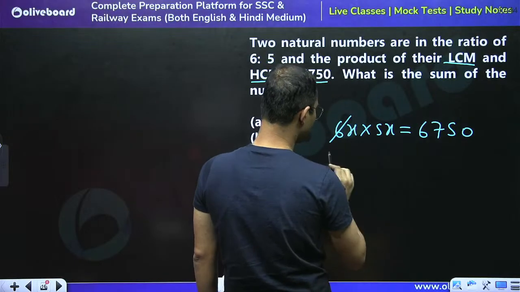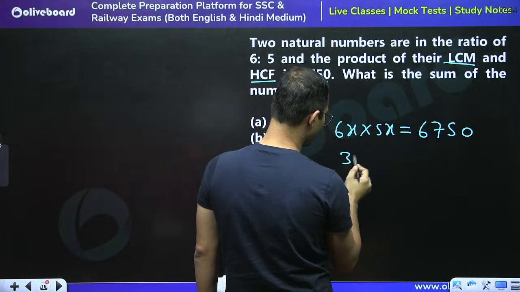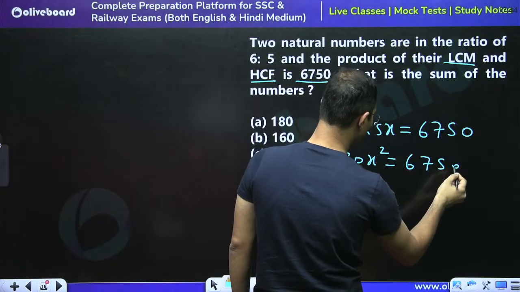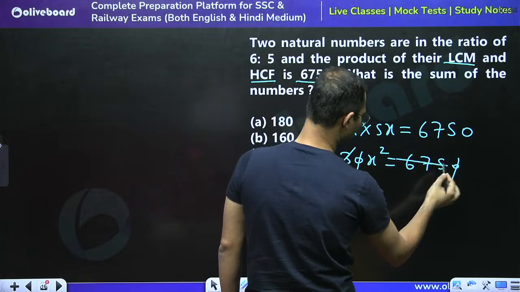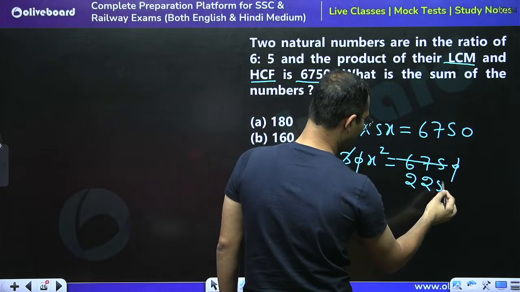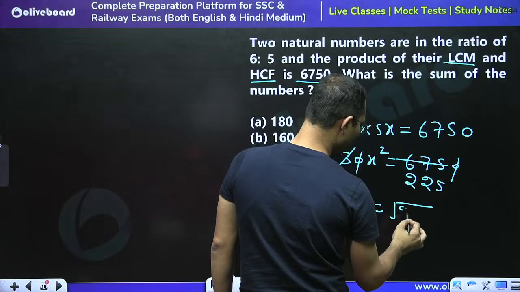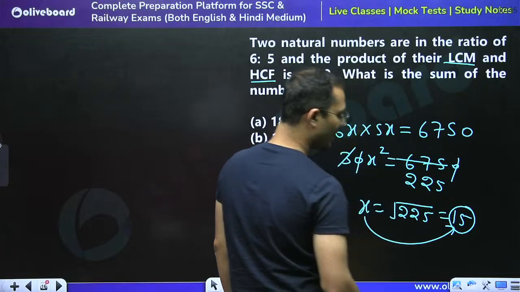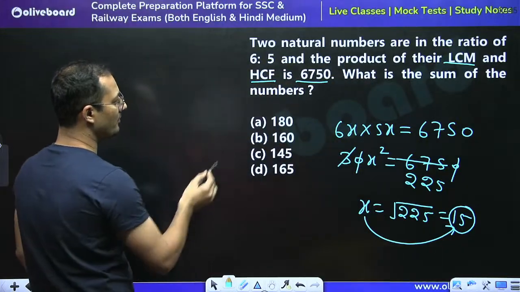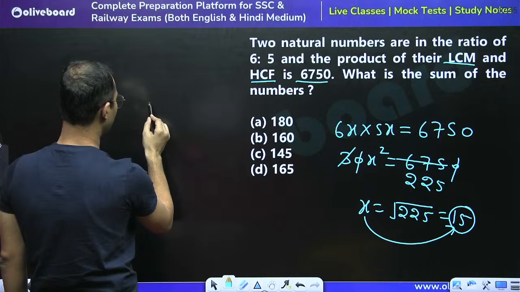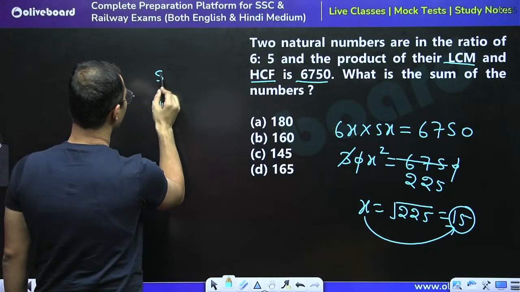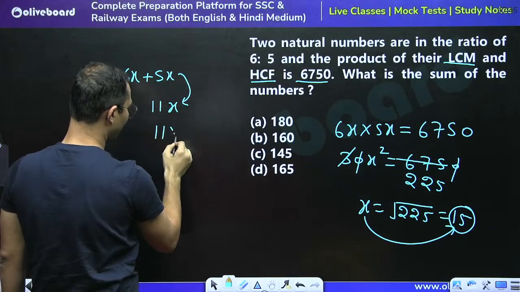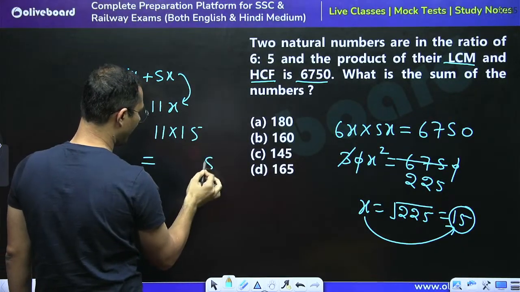6 into 5 is 30, so 30x square is equal to 6750. Zeros get cancelled, by 3 it is 2, 3 twos are 6, 3 fives are 15. So x is equal to the square root of 225, that is 15. If x is equal to 15, what is the sum of the numbers? The sum is going to be 11x, 5x plus 6x. So 11 into 15 is 165.